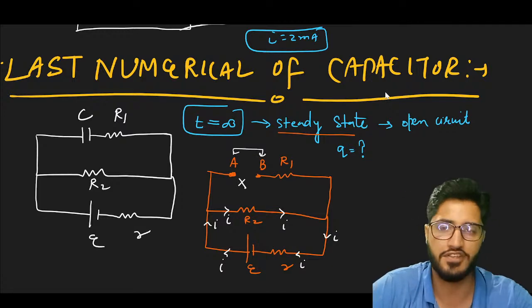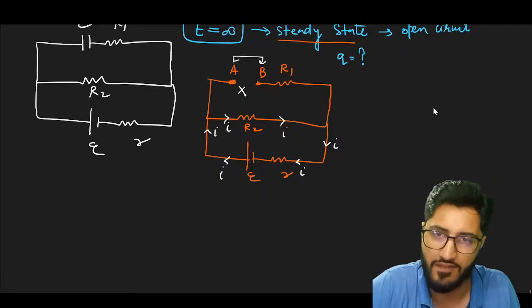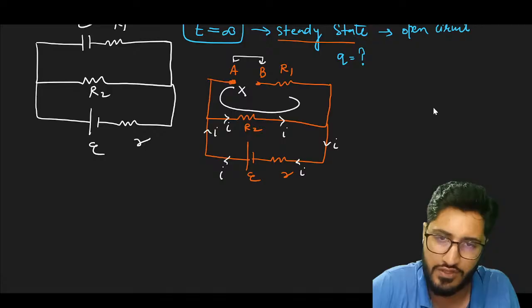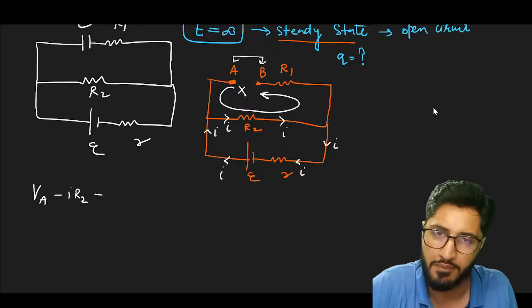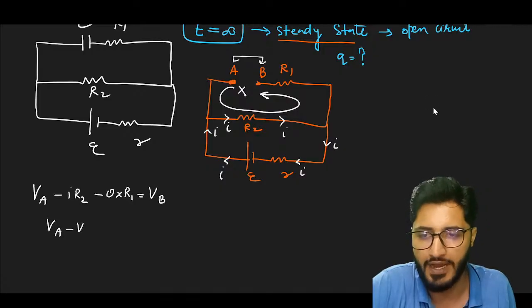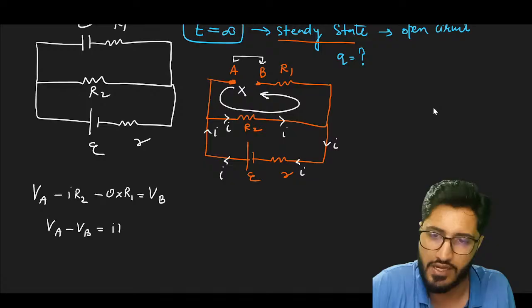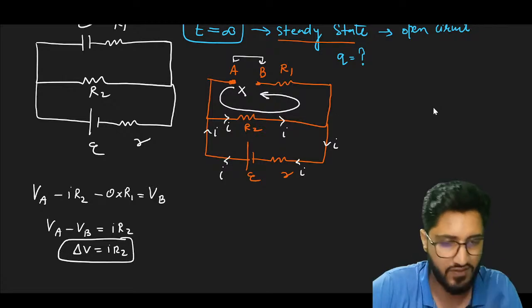So can I write an equation for this one? What equation? I will go in this way. It is VA, then minus IR2, then minus 0 times R1 equals VB. So VA minus VB equals IR2. So delta V equals IR2.